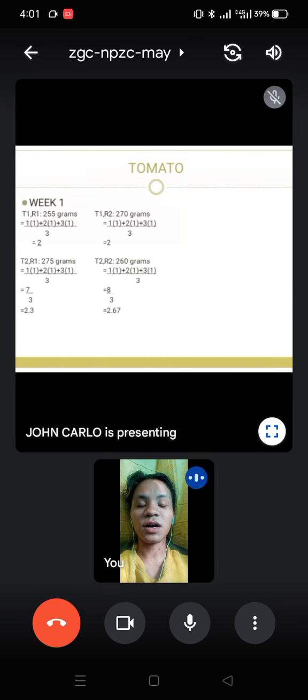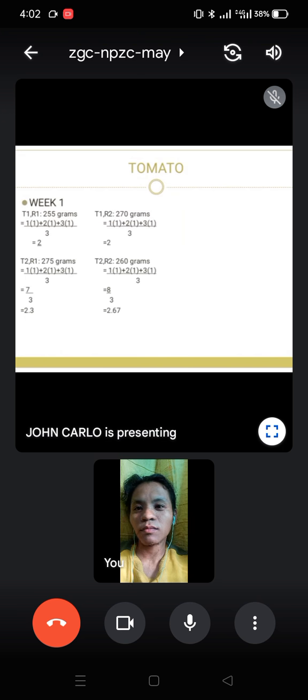This is the tomato in week 1. In T1R1, they have wax, 255 grams. The computation for the tomato: 1 times 1 plus 2 times 1 plus 3 times 1, divided by 3, equals 2 in T1R1 for the wax commodity. In T1R2 for controlled, they have 270 grams. 1 times 1 plus 2 times 1 plus 3 times 1, divided by 3, equals 2 in controlled.